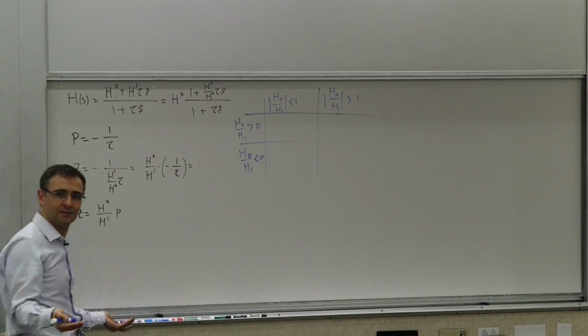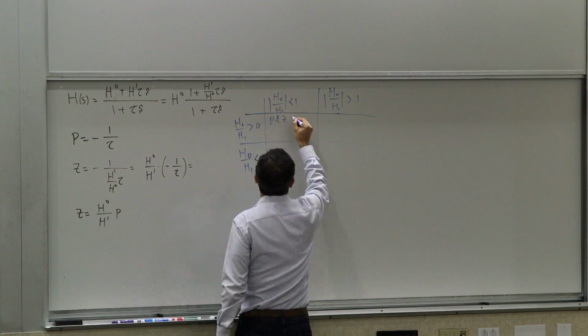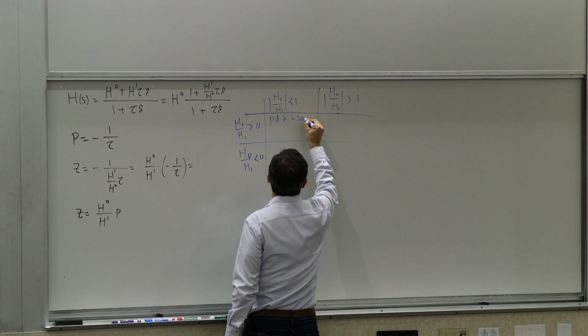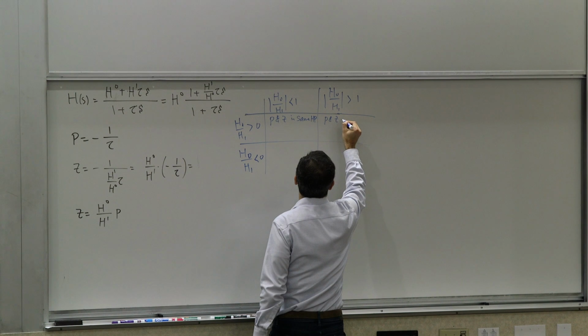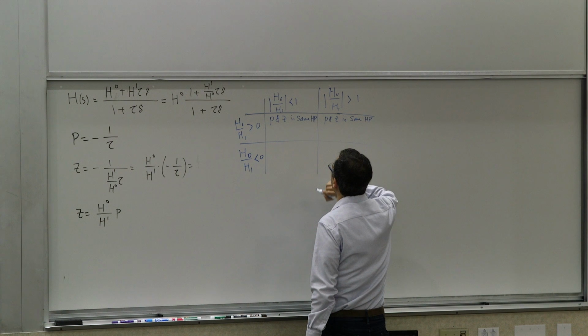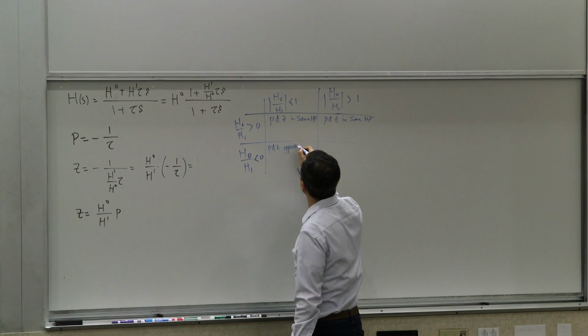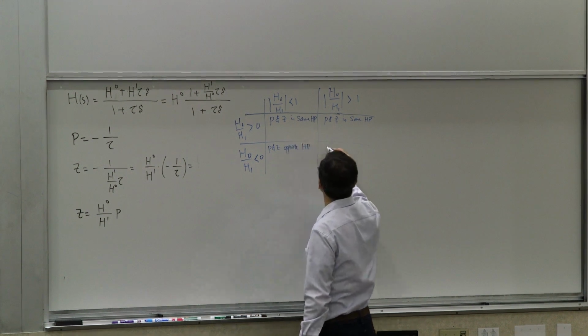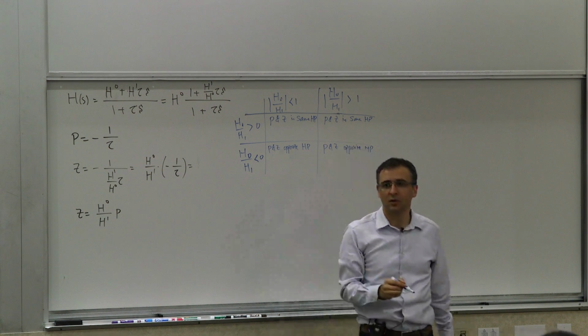They're in the same half plane, right? You can say P and Z are in the same half plane. And then, of course, if they have opposite sign, the opposite is true: P and Z are in opposite half planes. Right? So that's one thing.